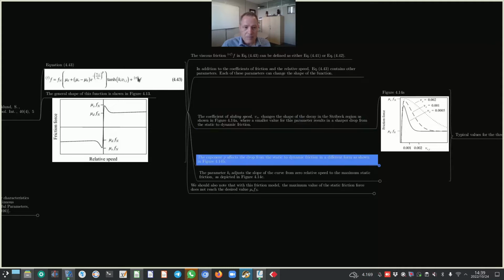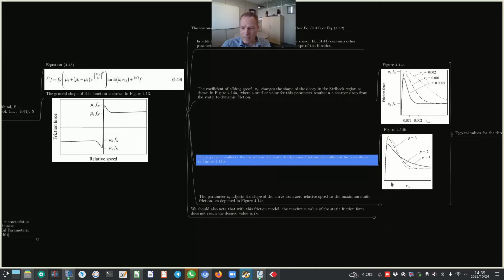Now the exponent P, which is present in equation 4.43 in this location over here, affects the drop of the static to dynamic friction in a different form as shown in figure 4.14b. Okay, so here you can see, depending on the value of P, the greater the value of P, the more rapid the change from static to dynamic friction coefficient. And if P decreases in magnitude, the change from static to dynamic friction regions is more gradual.